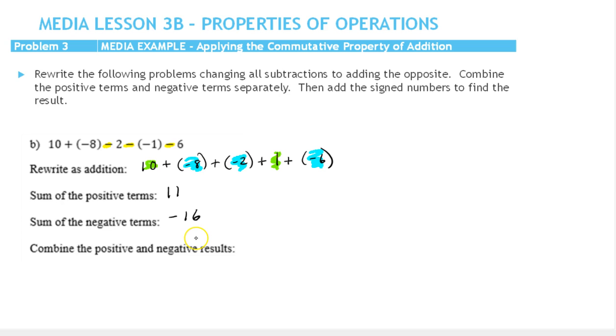And now I'm going to combine the results. So we have 11 plus negative 16. And remember, when the numbers are different signs, I subtract the smaller absolute value from the larger absolute value. So I'm going to do 16 minus 11, which is 5. And then since the larger absolute value was the 16, and 16 is negative, my result is negative 5.